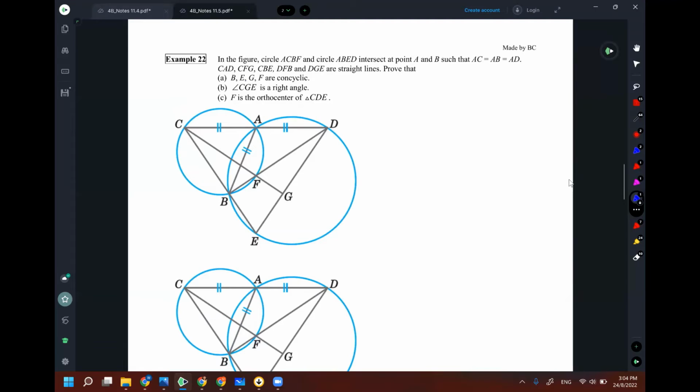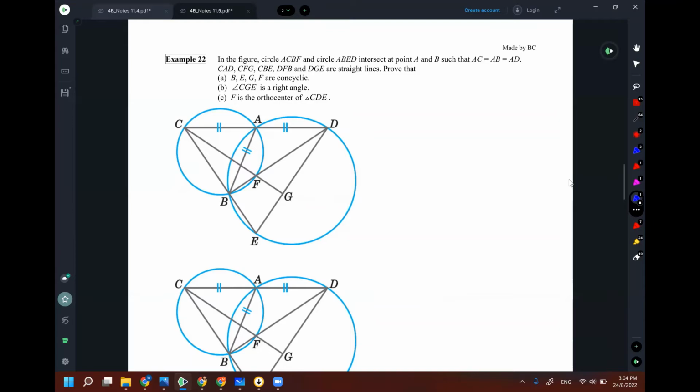This looks much more complicated. It has two circles. They intersect at point A and B. We also have that these three lines are equal. AB, AD, and AC are equal. The rest are all straight lines. For example, CAD is a straight line. CB is a straight line. EGD is a straight line. And BFD is a straight line.